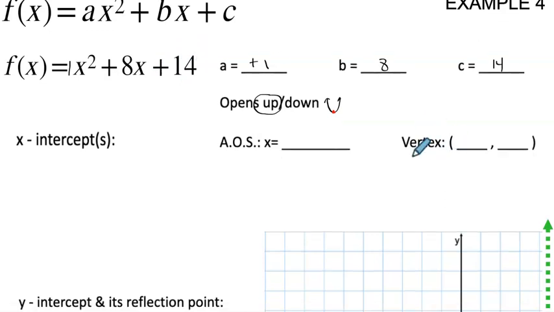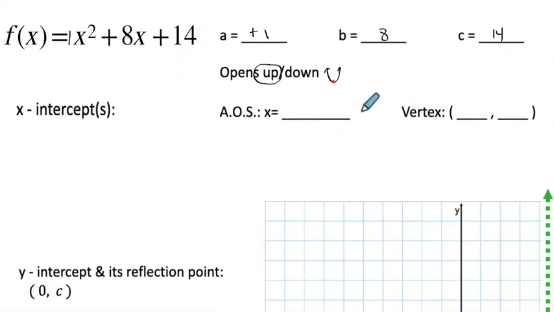Okay, what's next? Axis of symmetry and vertex. We're going to get the axis of symmetry once we get the vertex, so let's get that vertex. The vertex x value is x equals negative b over 2 times a. My b value is 8, over 2 times a, or 2 times 1 in this case, so negative 4. So the x value of my vertex is negative 4. Now that I have it, my axis of symmetry is x equals negative 4.